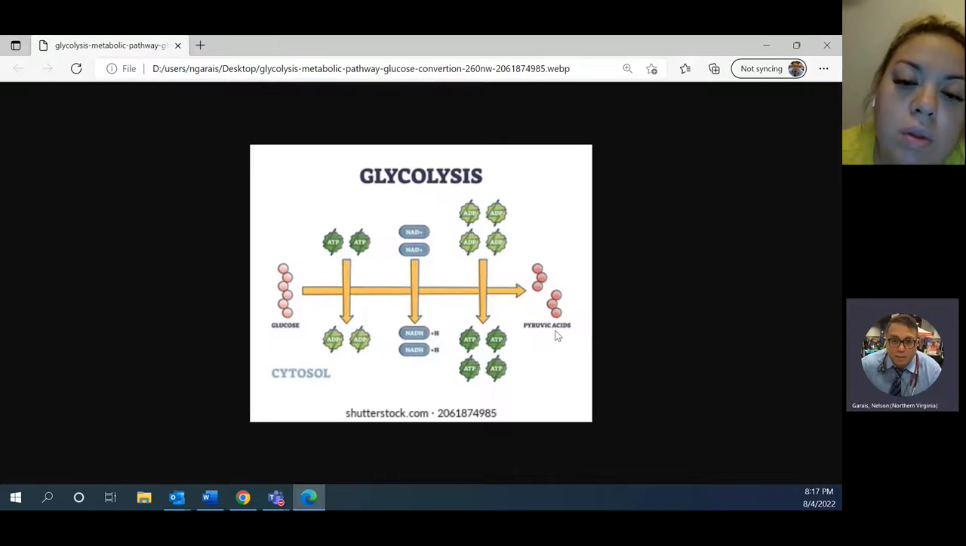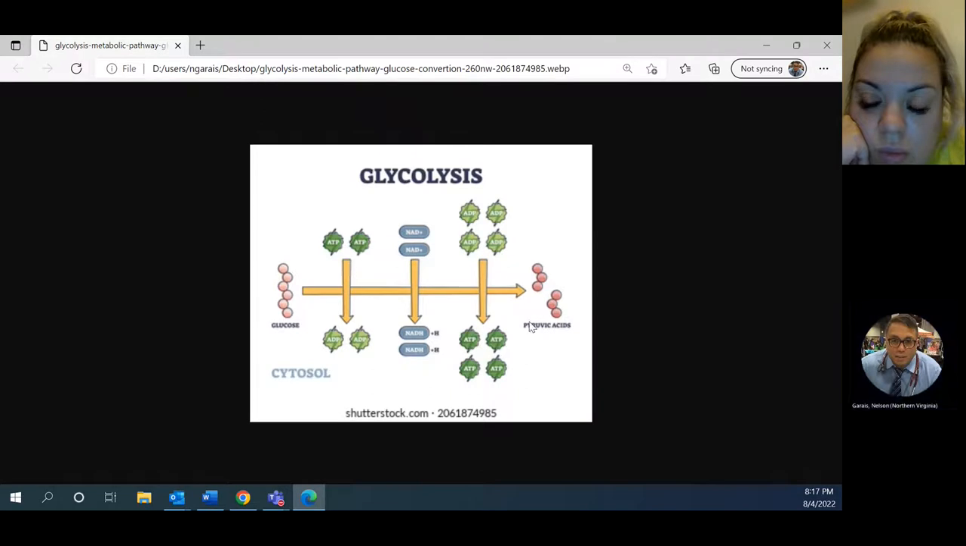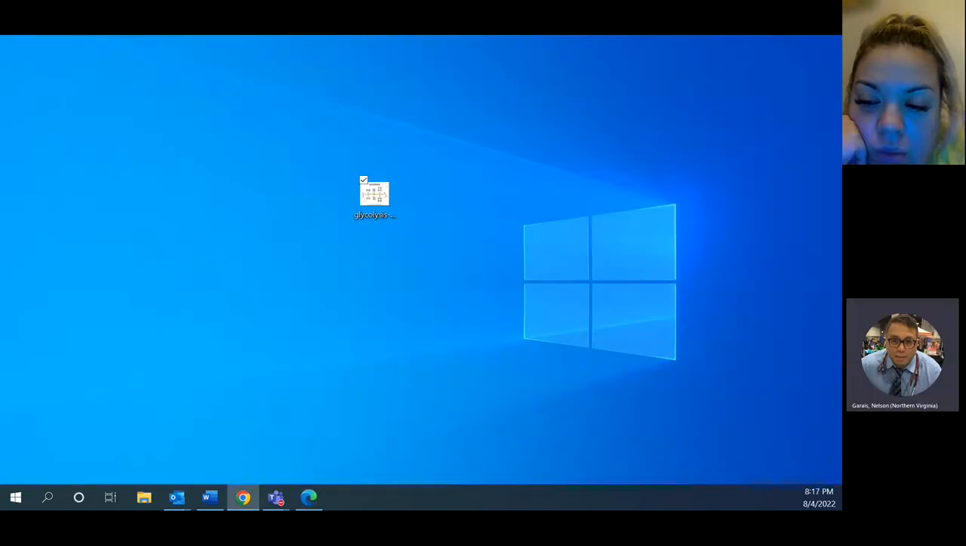pyruvate or pyruvic acid. And just like lipase or amylase, the suffix ASE means an enzyme, but the suffix ATE, lactate is lactic acid. Pyruvate is pyruvic acid. So ATE is some sort of acid. So pyruvic acid is the goal of glycolysis. Now, what does that have to do with me and this class?